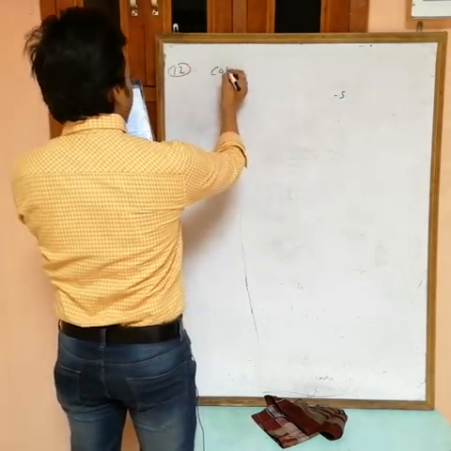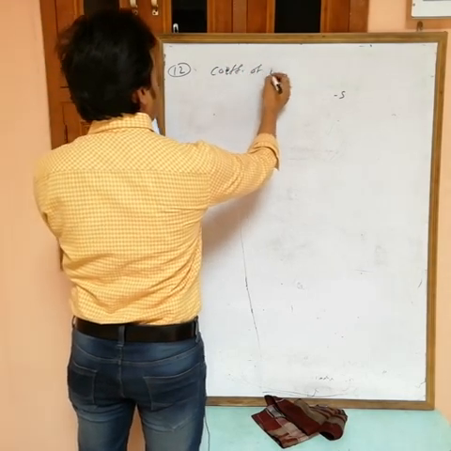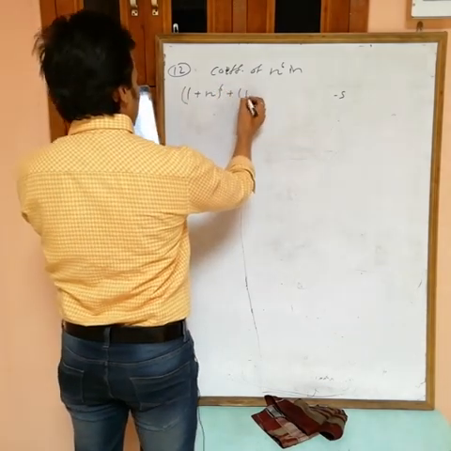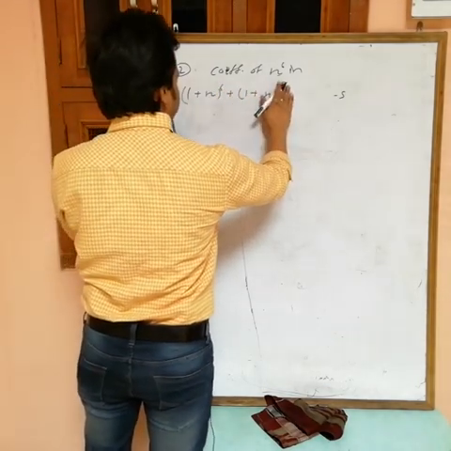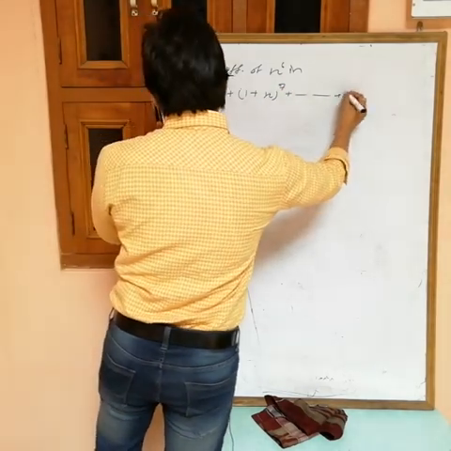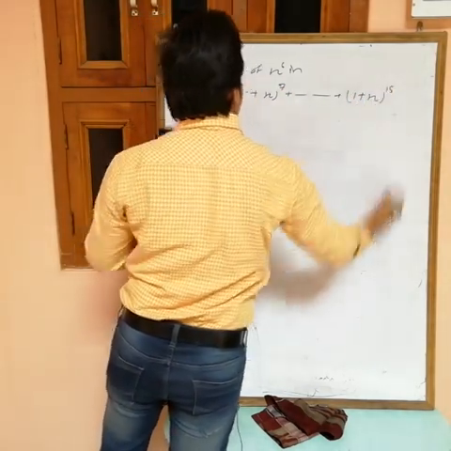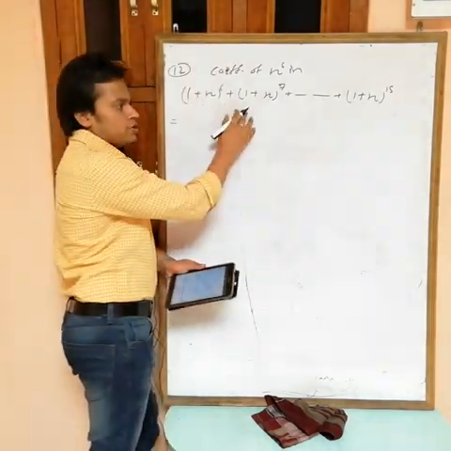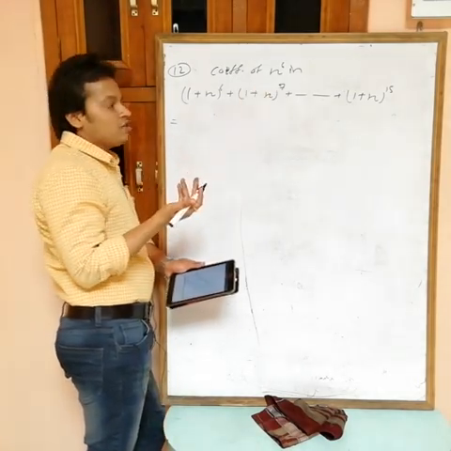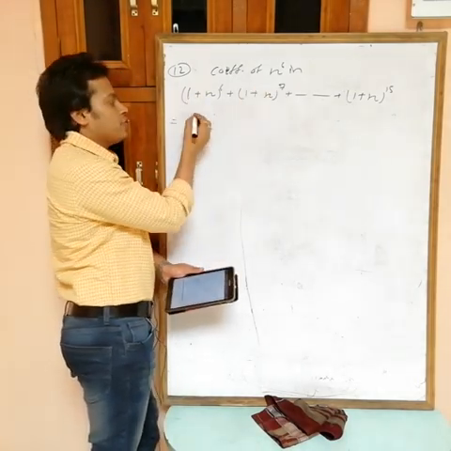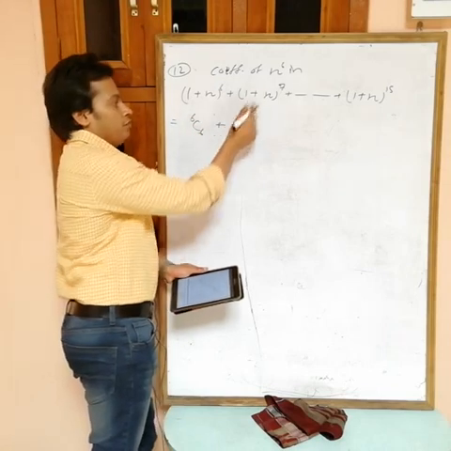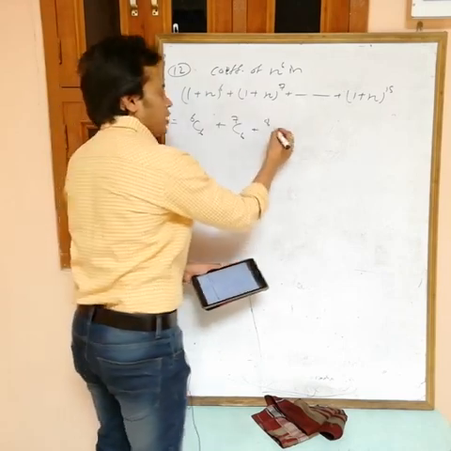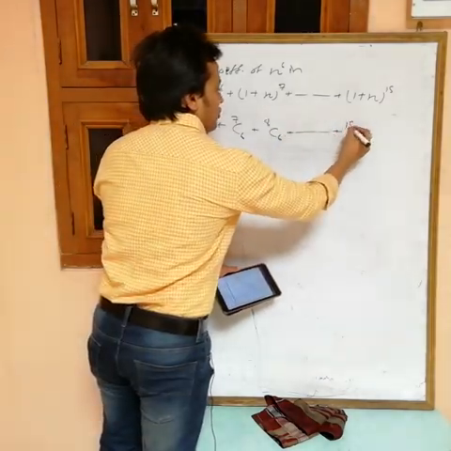We want the coefficient of x⁶ in (1 + x)⁶ + (1 + x)⁷ + ... + (1 + x)¹⁵. So simple: add the coefficient of x⁶ of each term. The coefficient of x⁶ is 6C6. In this one, the coefficient of x⁶ is 7C6. Then in the next one 8C6, and here 15C6.